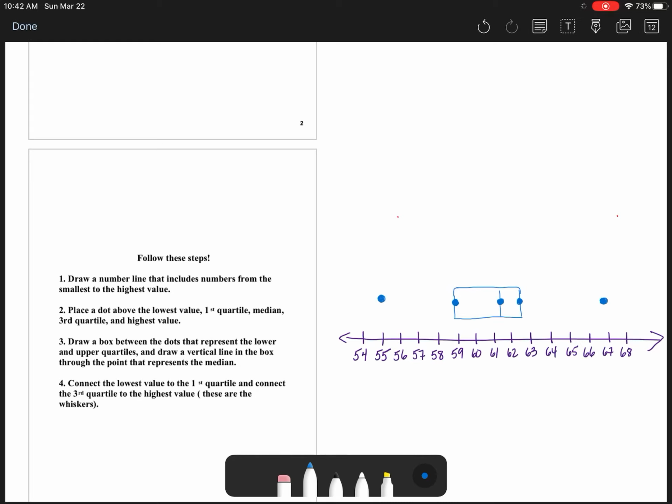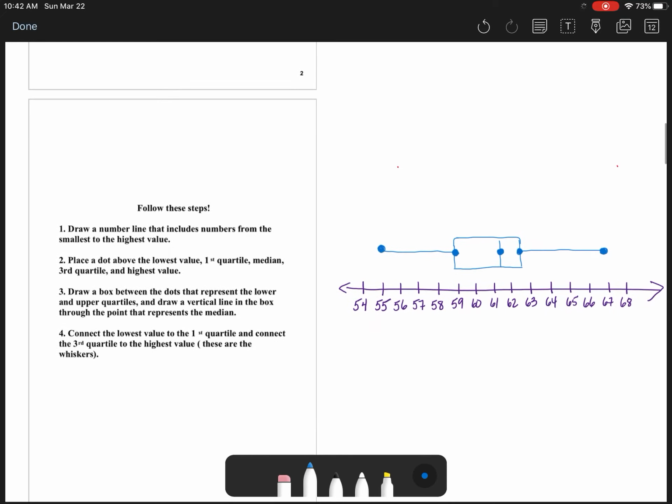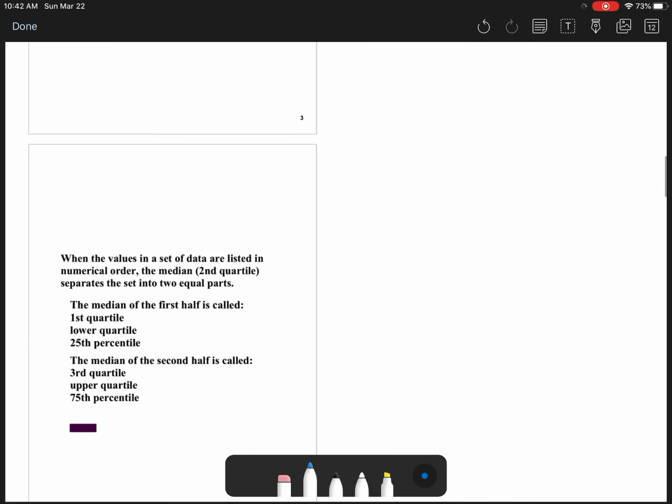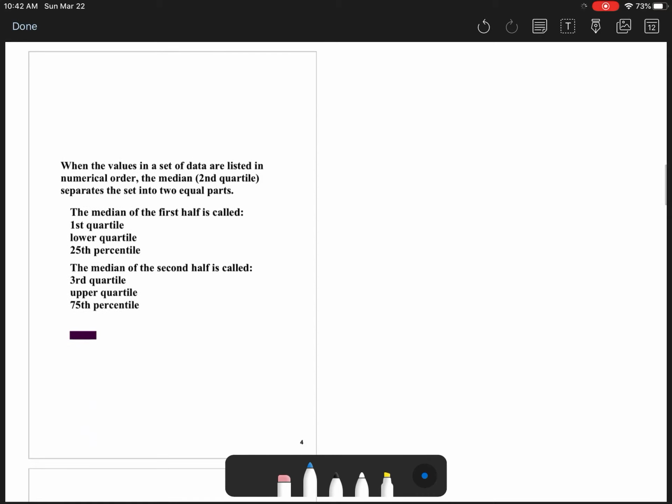Okay, and then what we're going to do is extend that. These are our whiskers. We're extending them out to the maximum and to the minimum values. And that's it. That's your box and whisker plot. Okay, let's take a look at the next problem.